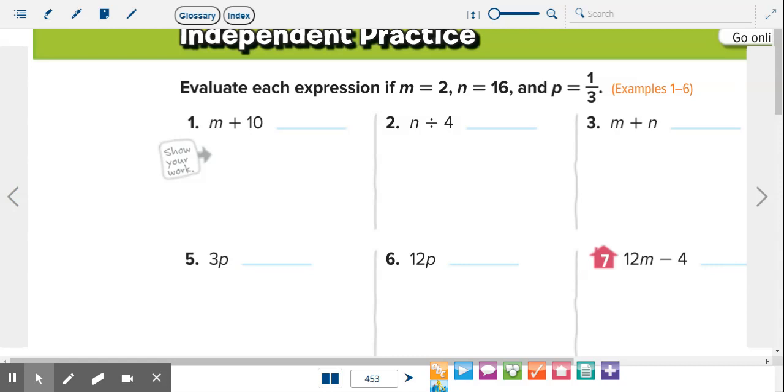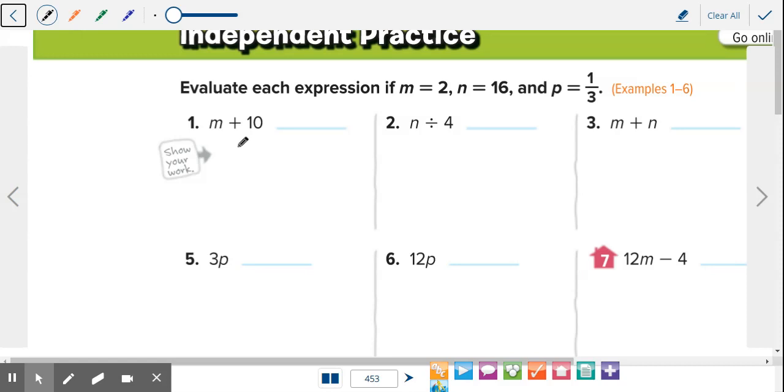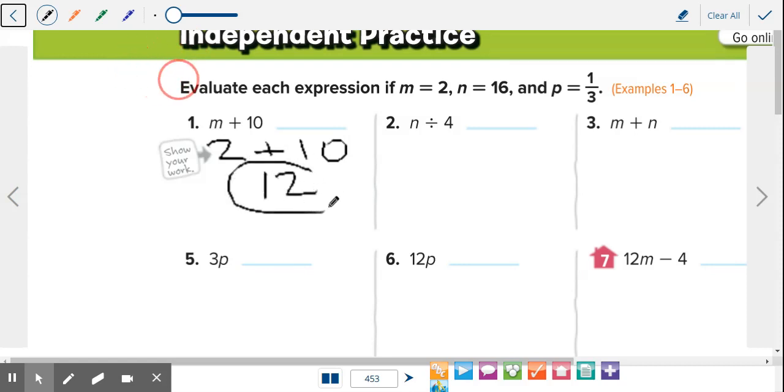All right, number 1, m plus 10. Okay, hold on, you're jumping the gun here. The directions say evaluate each expression if m equals 2, n equals 16, and p equals 1/3. So what does m equal? 2. So we replace it. So it's now 2 plus 10. So it's 12.